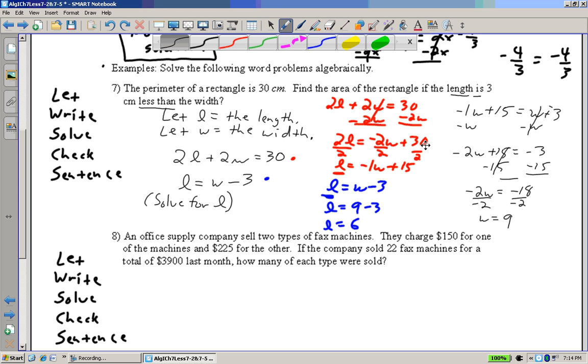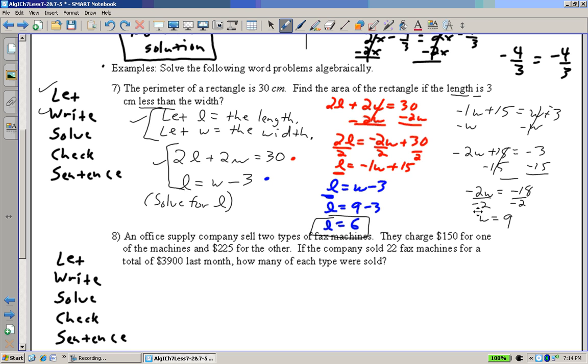Now, this is what we've been doing in the other examples, but we haven't applied it into a word problem context. Let's see what we've gotten done. Let, we've done that. That's good. Write, we've written the two equations, so that's good. Solve, we solved down to get the length and the width, so we've solved correctly. Check it. Well, let's make sure that this makes sense.